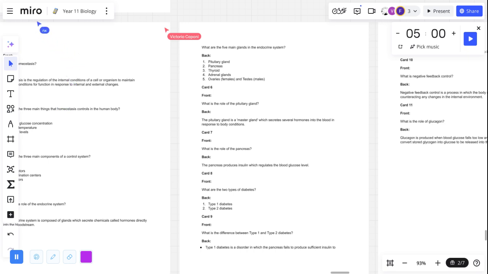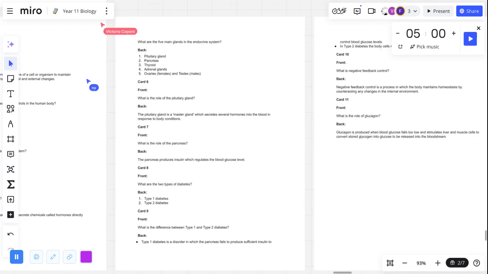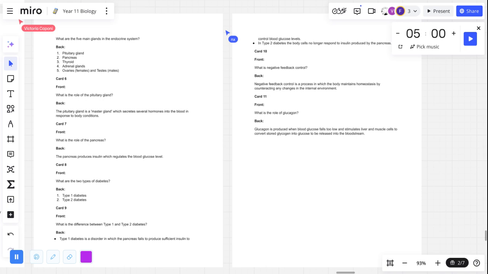Type 1, you do not produce enough insulin. That is genetic. It can happen at any time, all right? And you can have childhood type 1 diabetes. Children can be born with type 1 diabetes. Type 2 is that you still produce insulin, but your cells just don't respond to it. And that tends to happen when you have a diet of too much sugar, not enough exercise, obesity, those kind of things.